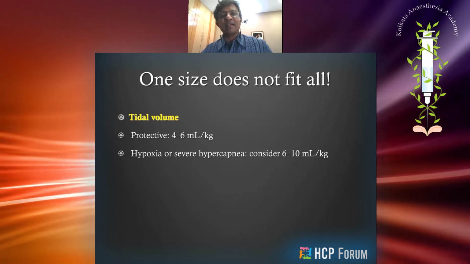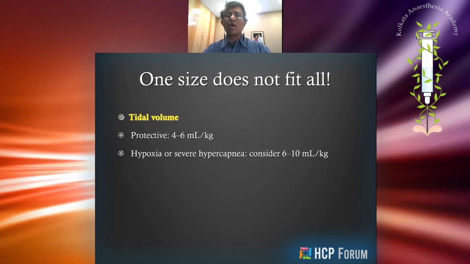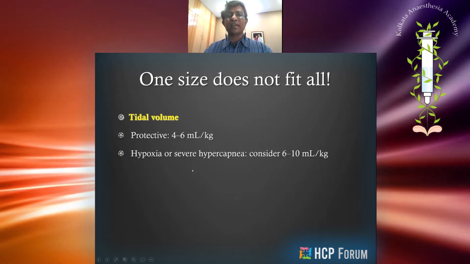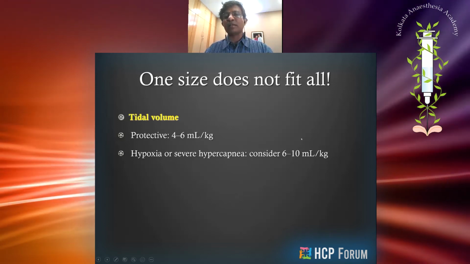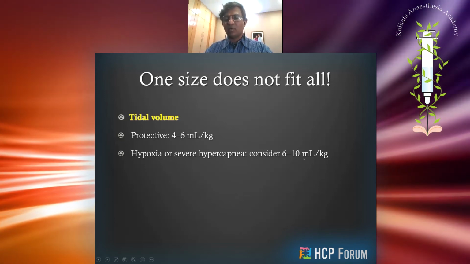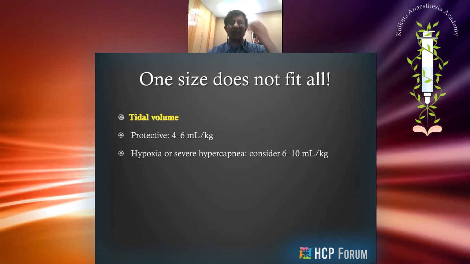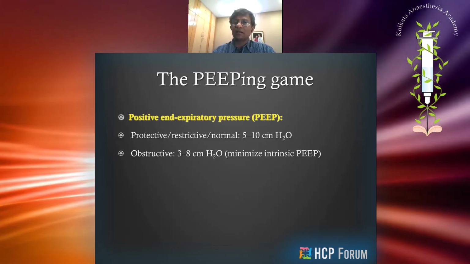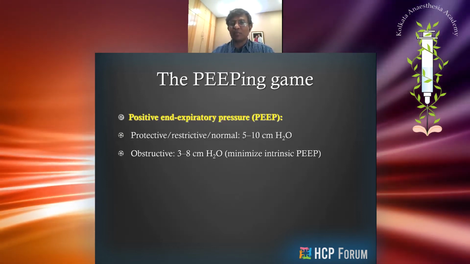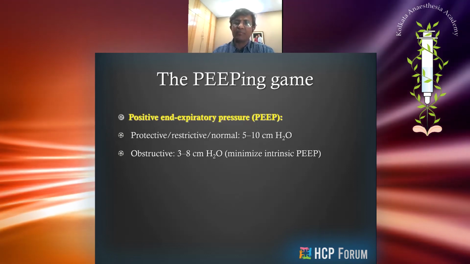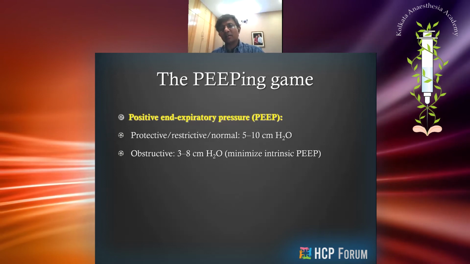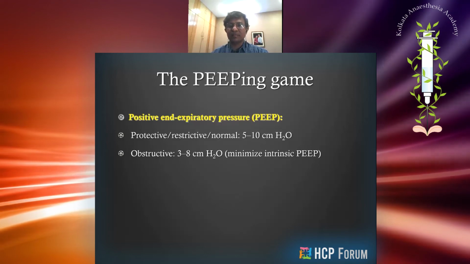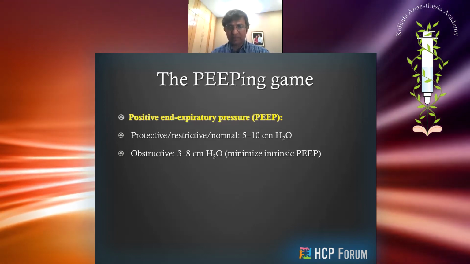I think this is standard protective, and you go up to 6 ml, max up to 8 ml per kg. Only if there is severe hypoxemia or severe hypercapnia, you could consider going up to 10 ml per kg. More than that, the adverse effects are more. Should we give PEEP? Protective, restrictive, or normal, it is advisable that you give PEEP to the dependent lung or the ventilated lung. And in cases of obstructive, to minimize the extrinsic PEEP, you can think of lowering the PEEP that you are delivering.